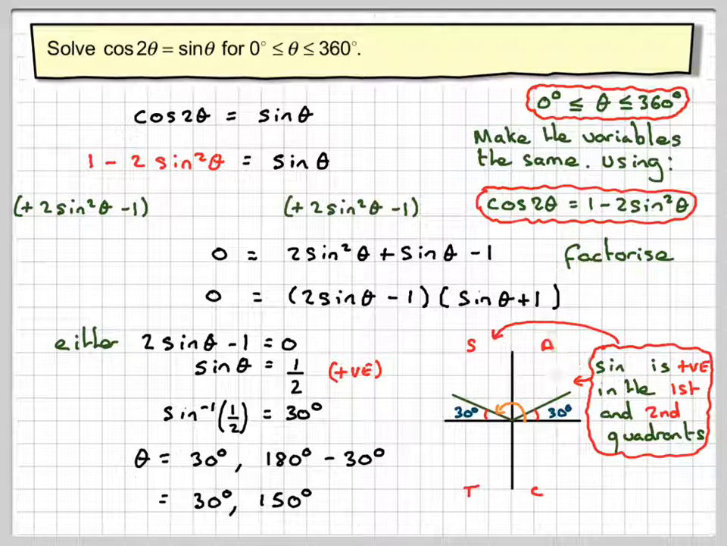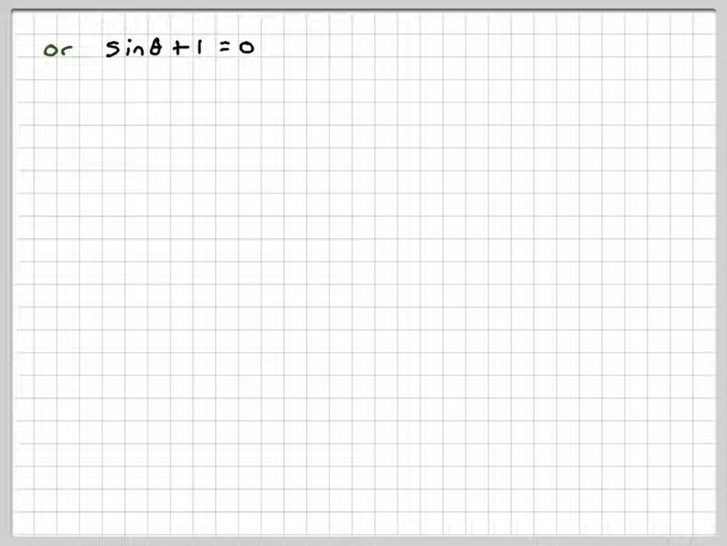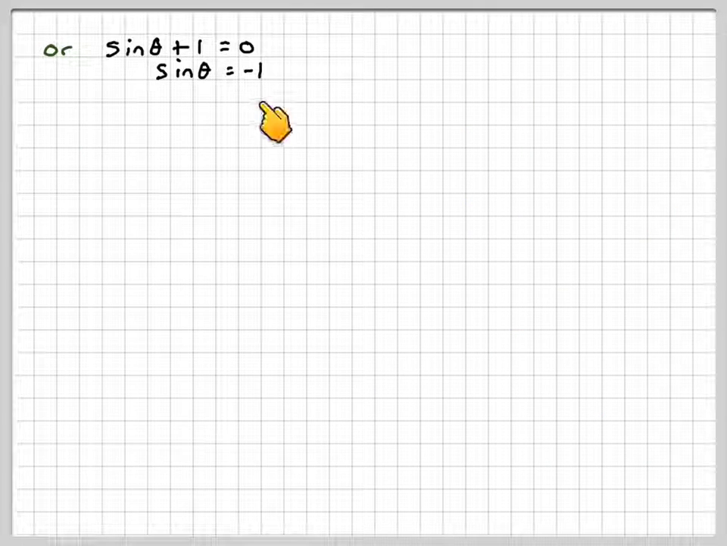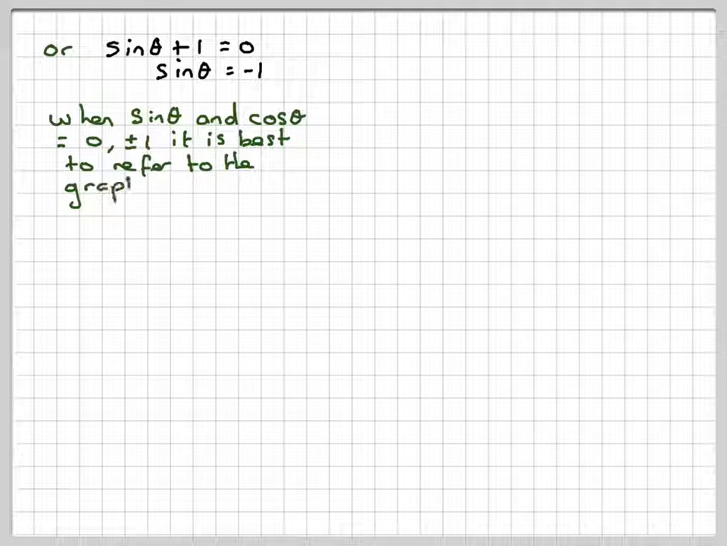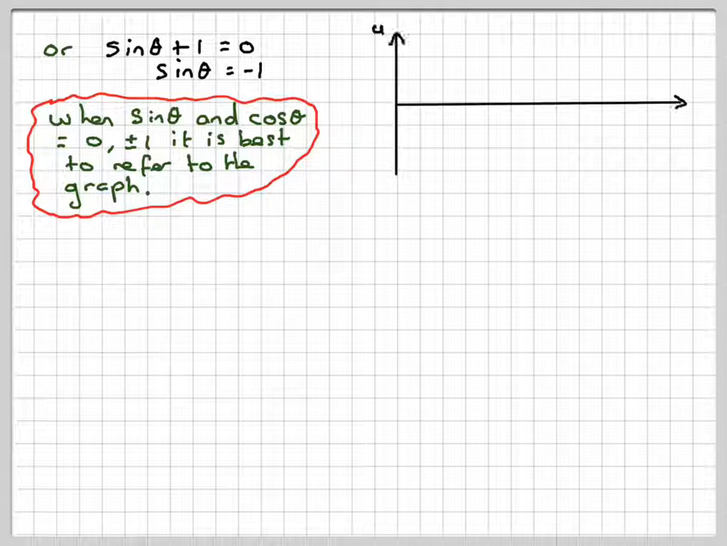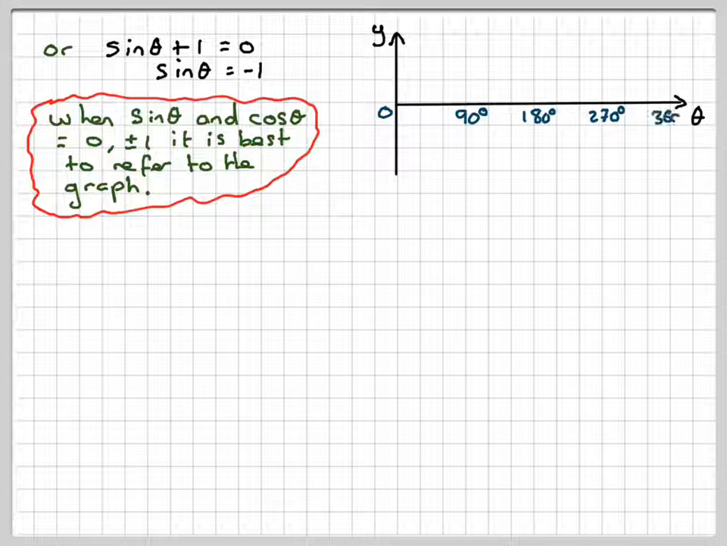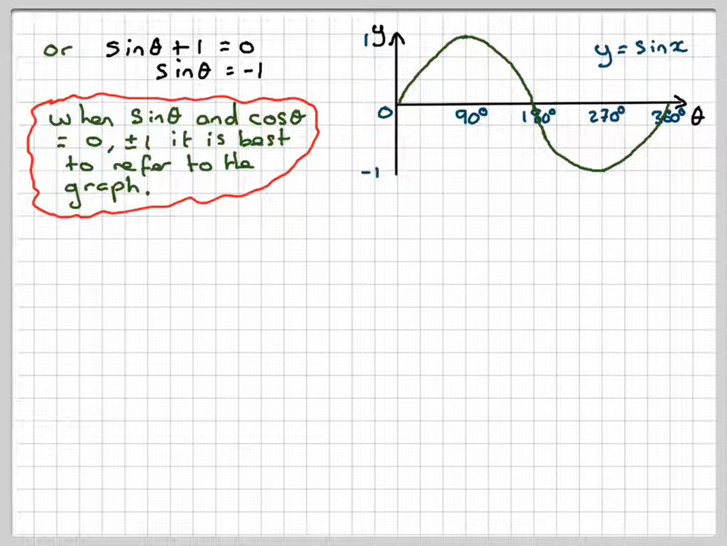Or sine theta plus 1 is equal to 0, which gives that sine theta is equal to minus 1. Now, when you have sine or cos coming out being equal to 0 or plus or minus 1, it's best just to use the graph for that. So you should know roughly, it's only a sketch, to do a rough sketch of the graph. So that's y is equal to sine x. Where is it equal to minus 1? That's here. So it's here at 270, so we get theta is equal to 270.